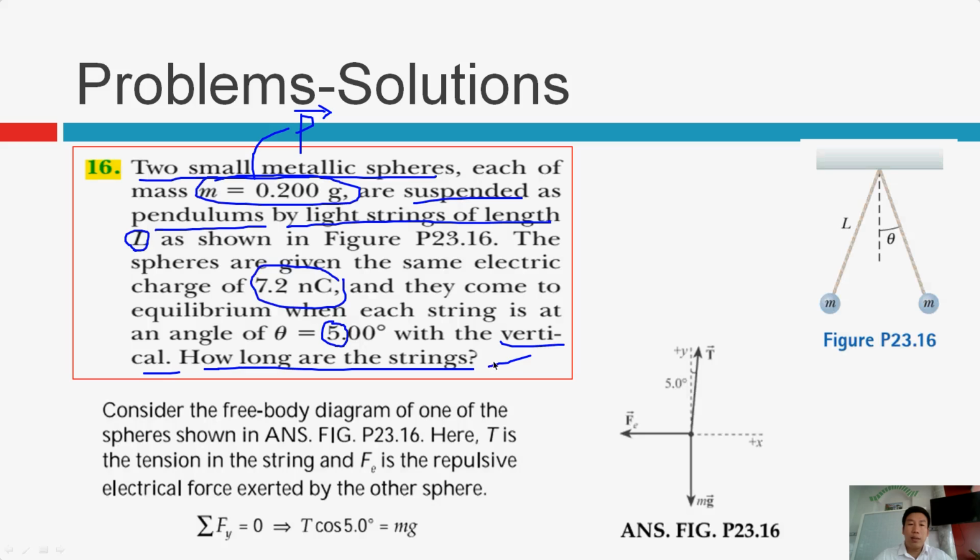The question is how long the string is, but we need to know the situation. The situation of the problem is in this case, this mass is suspended. It means that this mass is in the equilibrium situation, right? So you can try to find what.